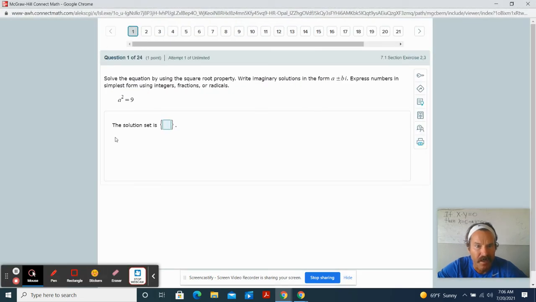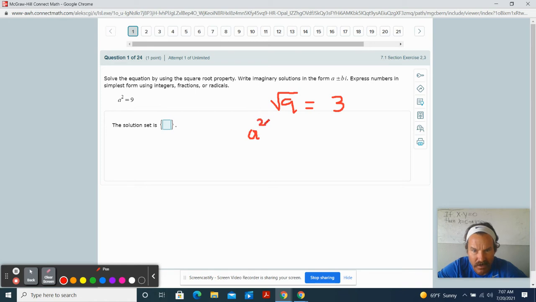Okay, so last week we talked about square roots, and say we had the square root of 9. If we have the square root of 9, I told you that all we do is find a number that multiplies by itself to get 9, so that answer is 3. However, when we have a quadratic equation, I'm just going to rewrite this one over here. We have a squared equals 9.